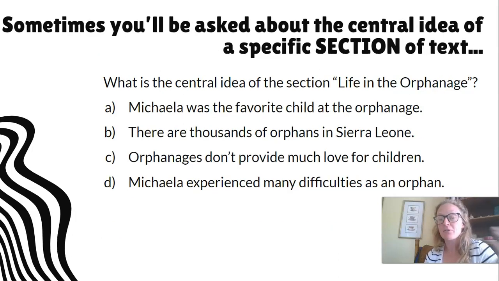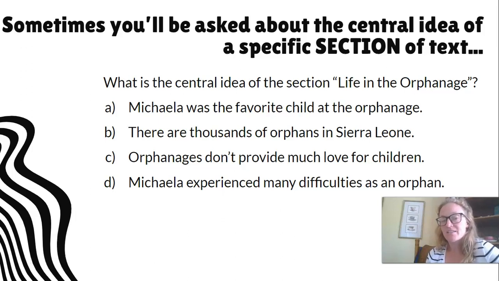Now, sometimes you might also be asked in a question to tell the central idea of a certain part of the text. So for example, you might have a question like this: what is the central idea of the section Life in the Orphanage? So now we're thinking about that specific section we read. And you might have to go back to it and reread it. You can pause it and do that now. You're more than welcome to. So the central idea of that section.